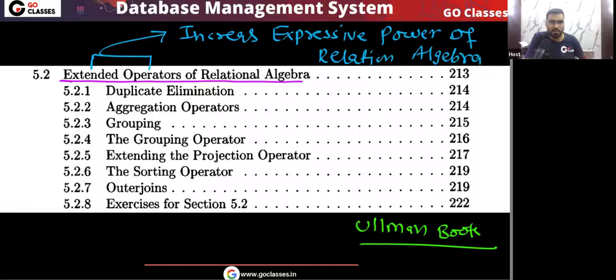There are many, but in our GATE syllabus, we only have outer join. Actually, there are many, for example duplicate elimination, aggregation, grouping operator. There is the projection operator, there is the sorting operator. Are you getting my point? They will increase the relational algebra power if you use them. Is this clear? You can see outer join is an extended operation of relational algebra. This is what we have in the GATE syllabus.